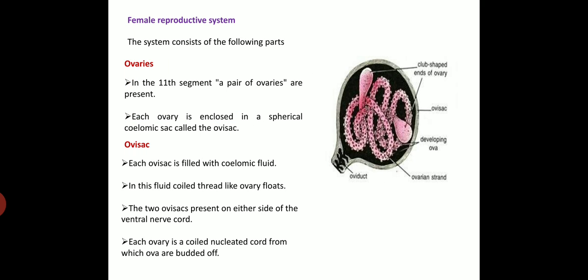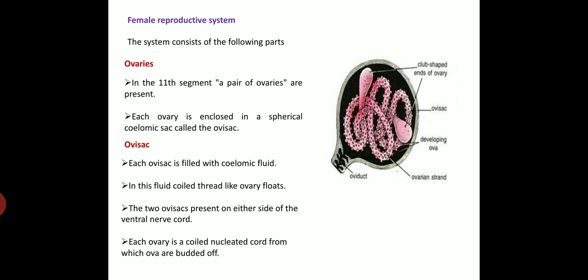So the next is the female reproductive system. The main part involved in female reproduction is the ovaries. In the 11th segment, a pair of ovaries is present. Each ovary is enclosed in a spherical coelomic sac called the ovisac.